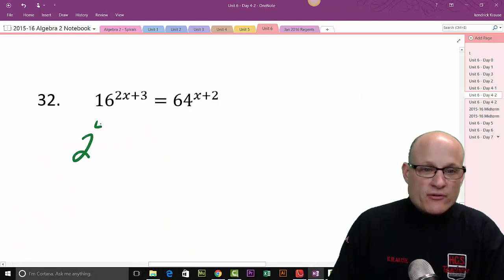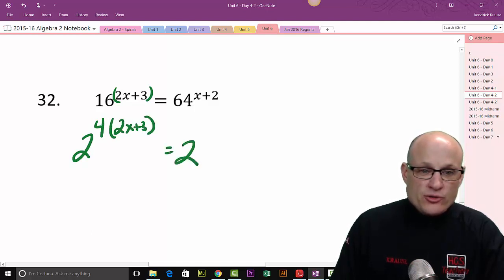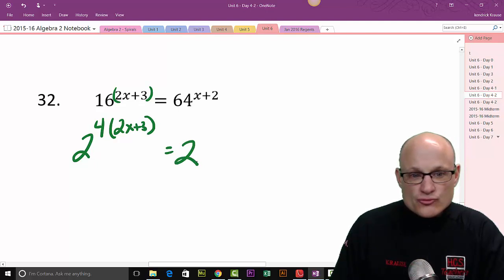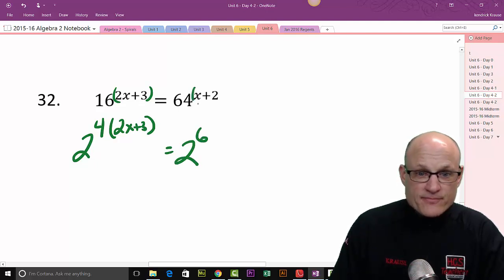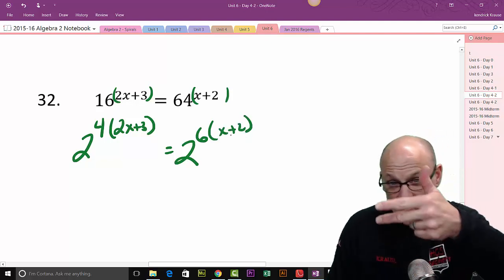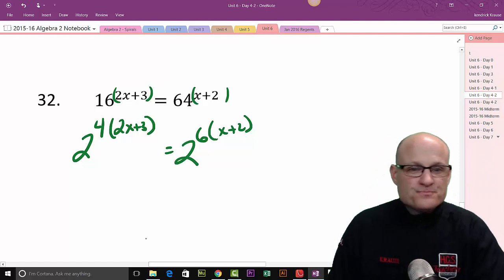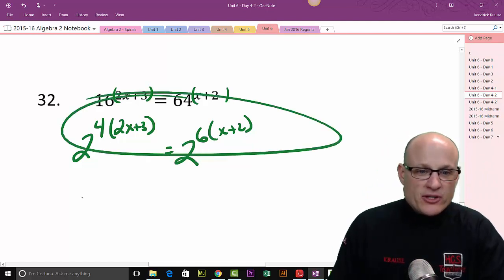This is 2 to the 4th, in parentheses, 2x plus 3 equals 2 to the 6th times x plus 2. Now 2 to the 6th is 64: 2, 4, 8, 16, 32, 64. So now, set the exponents equal to each other.